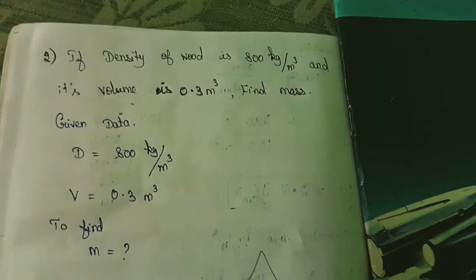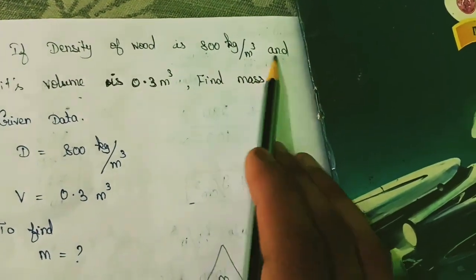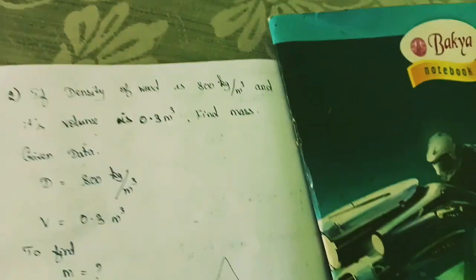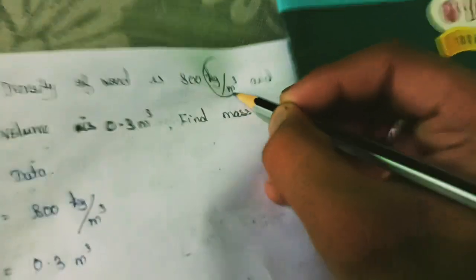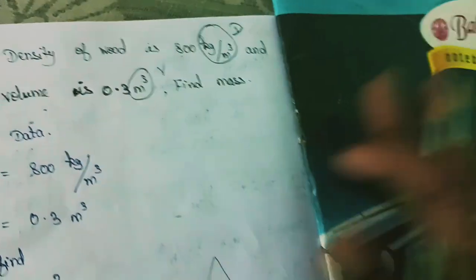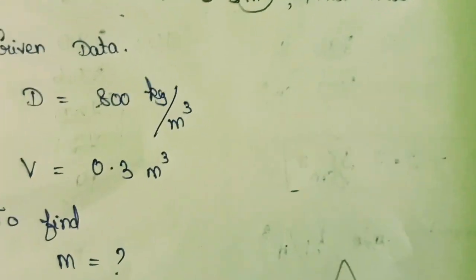Second problem. If density of wood is 800 kilogram by meter cube and its volume is 0.3 meter cube, find its mass. If kilogram by meter cube is given in the question, you have to consider it as density, and meter cube you have to consider as volume. So that is the given data. We have to find the mass. So see the given data.